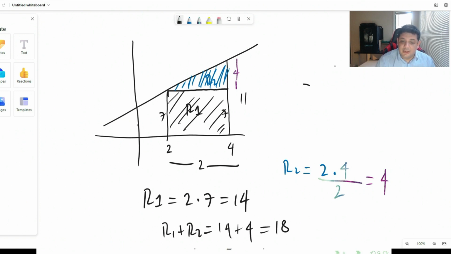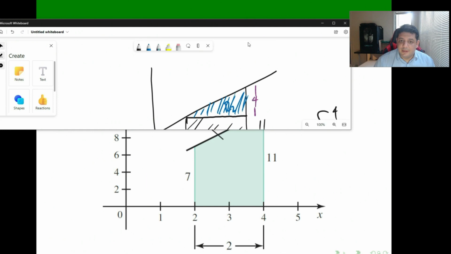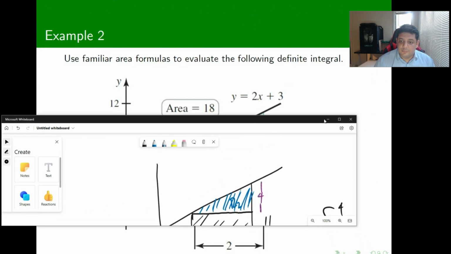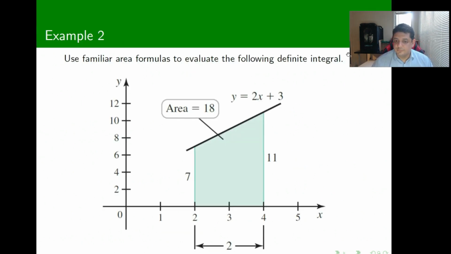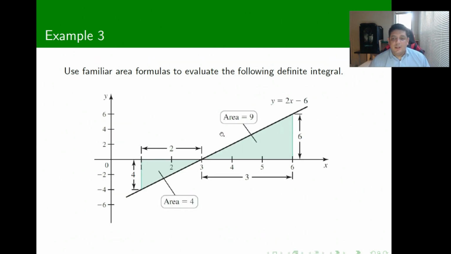So I can say the integral between 2 and 4 of the function that we have here, which is 2x plus 3 dx, is going to be 18, which coincides with what I have here. Now, let's see another example.